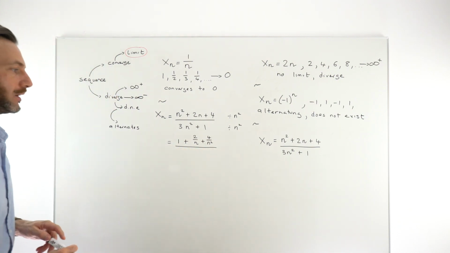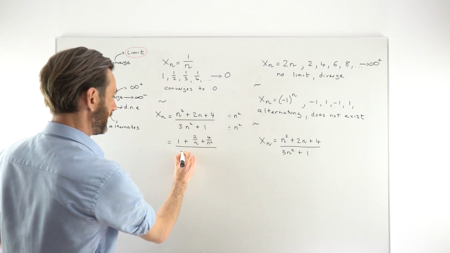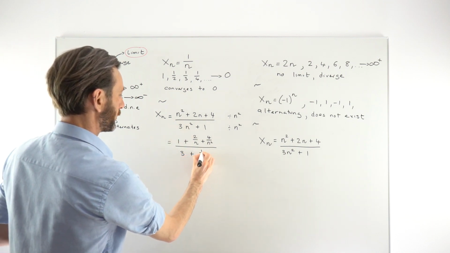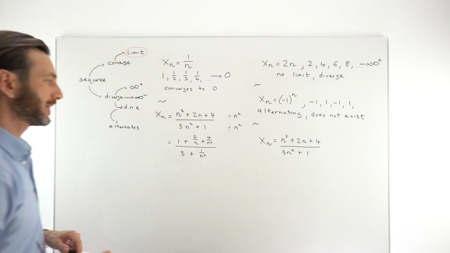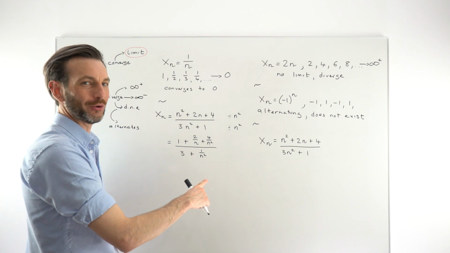Okay, so still with me? 3n squared divided by n squared is 3, and then 1 divided by n squared is 1 over n squared. So you might think, why is that useful? That is ugly, I don't like this, make it go away.